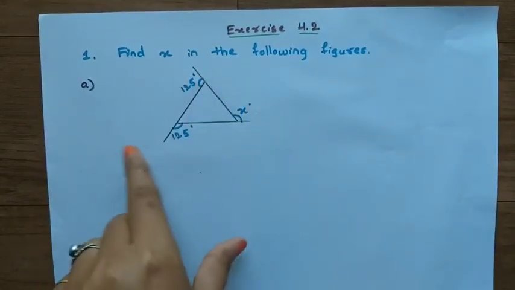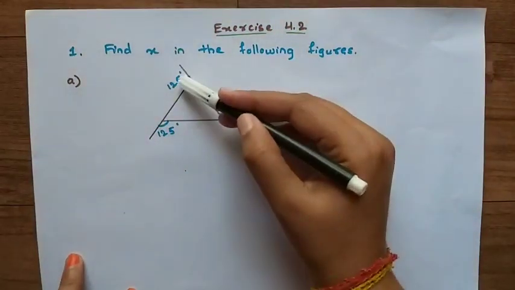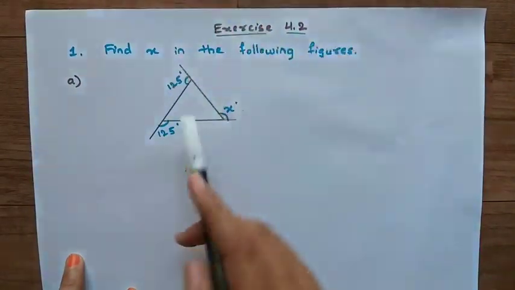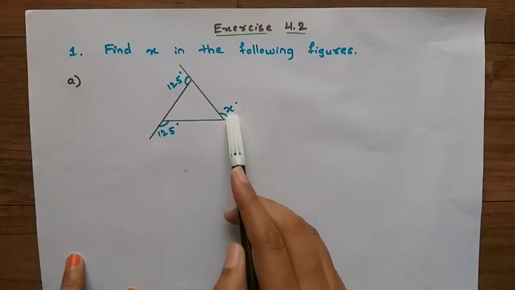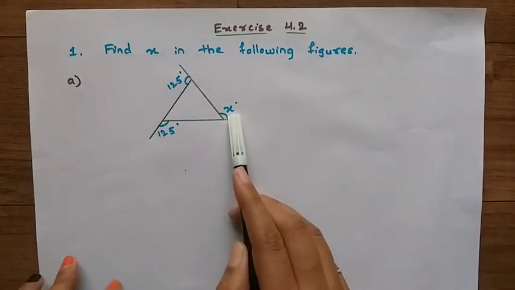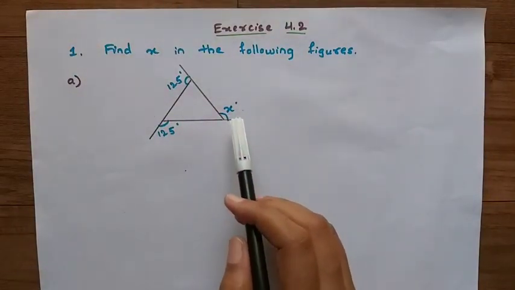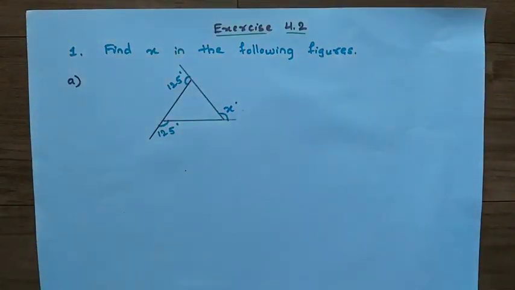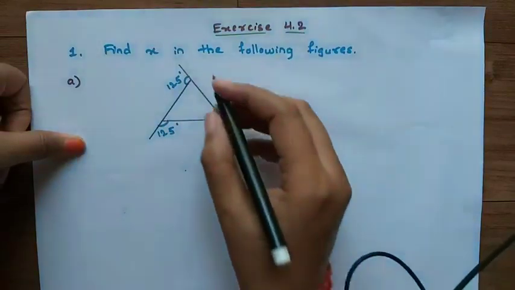Just observe this figure. Here they have given exterior angles; these three are the exterior angles. One exterior angle is 125 degrees. Another exterior angle is 125 degrees. We have to find the other exterior angle, x. Which formula do we use here? The formula is: the sum of the exterior angles of any polygon is 360 degrees. Here the polygon is a triangle.